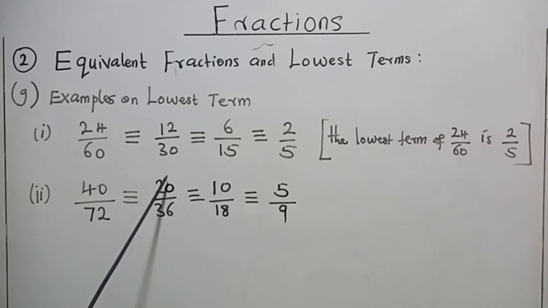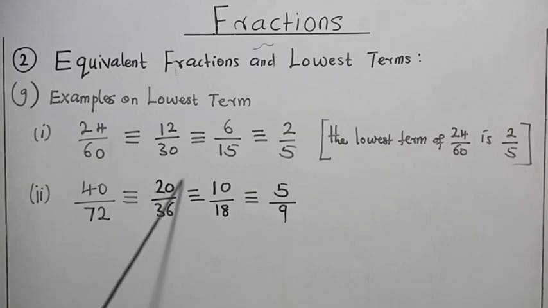We now have 20 over 36. This is yet to be in its lowest term. Further, we divide 20 and 36 by another common factor. Let that common factor be 2 again. Despite the fact that we have other common factors, apart from 2, 4 can still go. But let us use the lowest of all the common factors. 2 is that lowest common factor of all. Let 2 divide 20 to give us this 10. Let the same 2 divide 36 to give us this 18.